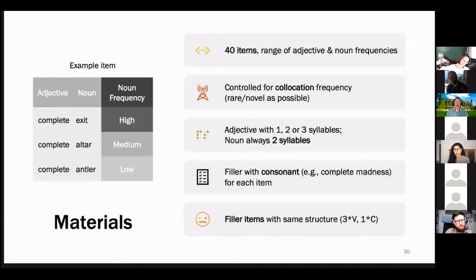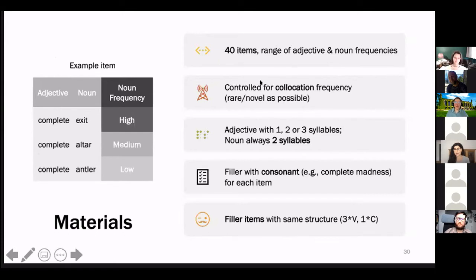So here's an example of one of the items we created. We had 40 items, and one item is a unit like this, right? So one item is equivalent to one adjective, and each adjective was paired with a high, medium, and low frequency noun. So complete exit, complete alter, complete antler. I flap everything because I've said these phrases so many times.